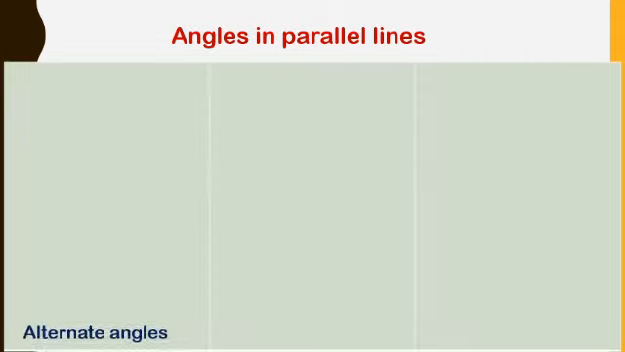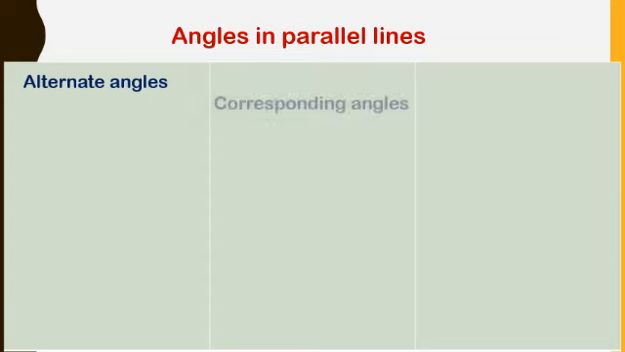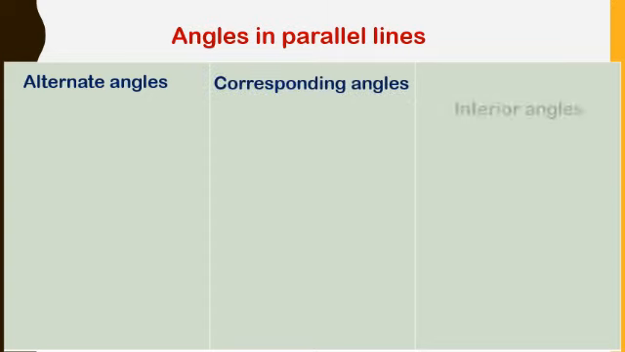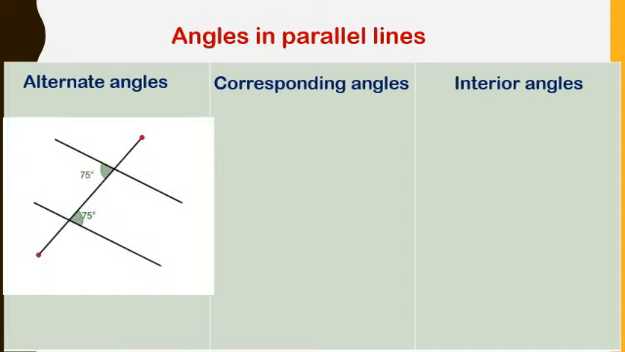Now we are going to see angles in parallel lines. In geometry, some special kinds of angles are alternate angles, corresponding angles and interior angles. All of you know that, right? Let us revise it again. First is alternate angles. Here you can see a line that passes through two lines in the same plane. Such a line is called a transversal line.